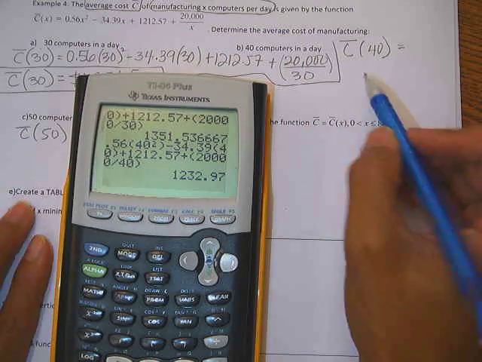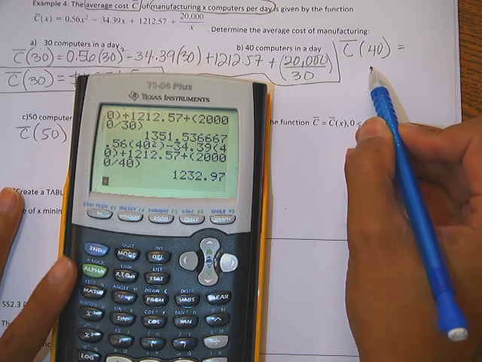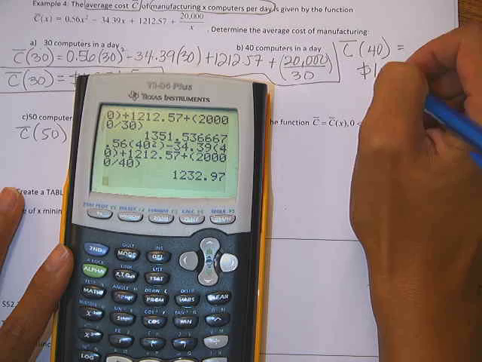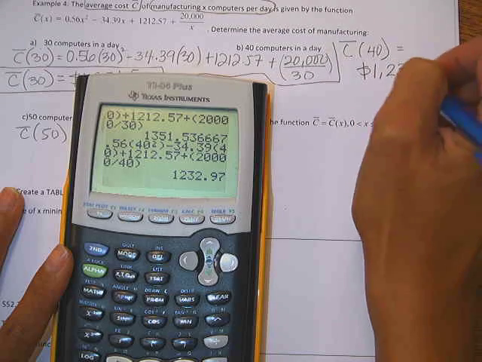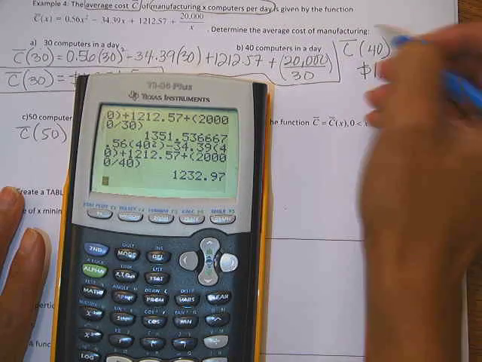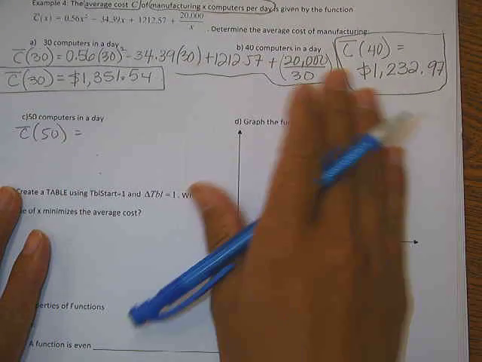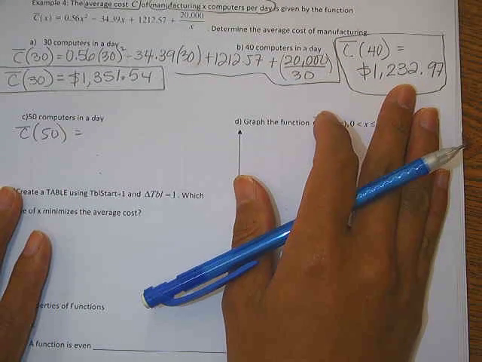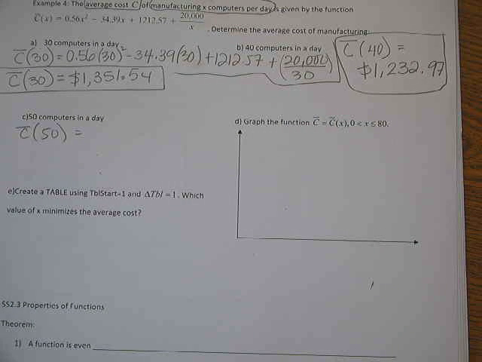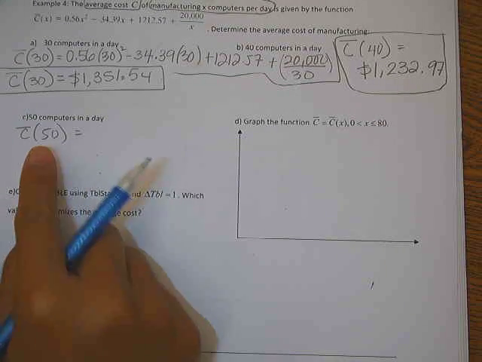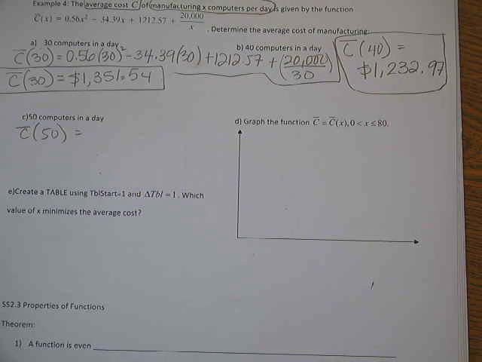So now, the average cost of producing 40 computers per day comes out to be $1,232.97. And that makes sense, right? The more you produce, the cost should be cheaper. Now, go ahead and do 50 for me, and then we'll compare answers.